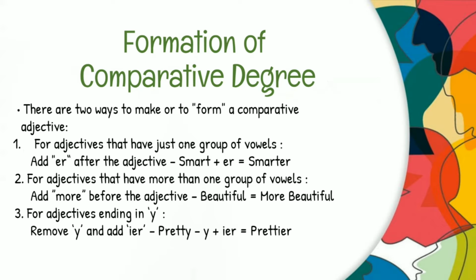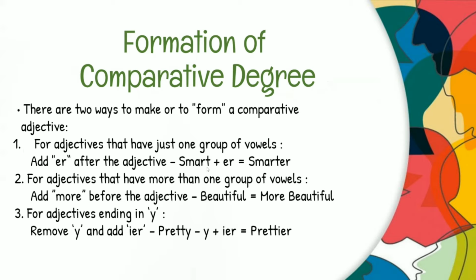For the formation of comparative degree, we just have rules for adjectives, not for adverbs. For adverbs, we just add more, like more happily, more slowly, more fast. For adjectives, there are 3 rules. For the first one, adjectives that have just one group of vowels. What are vowels? They are A, E, I, O and U.